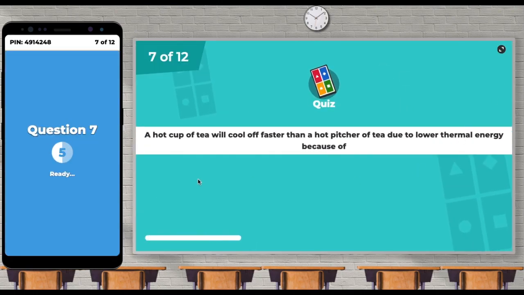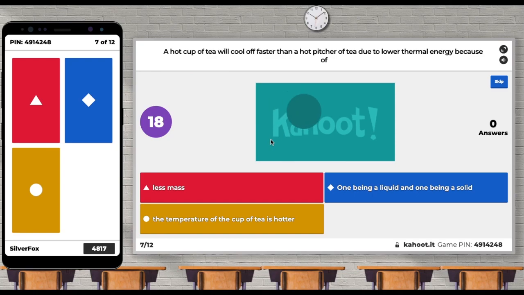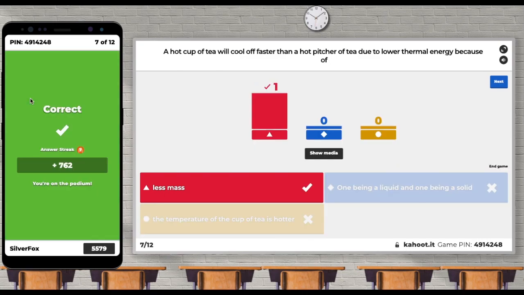Question number 7. A hot cup of tea will cool off faster than a hot pitcher of tea due to lower thermal energy because of less mass, one being liquid and one being solid, or the temperature of the cup of tea is hotter. It is less mass. They're both liquids, so that cannot be the correct answer. And for the temperature of the cup being hotter, it never said that in the actual question, but also if the tea was hotter, it would cool off slower. So it has to do with the mass of the substance.